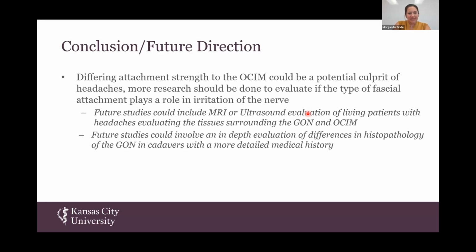A future direction for this study: future studies could include MRI or ultrasound evaluation of living patients with headaches to evaluate the tissues surrounding the nerve and the muscle. They could also involve an in-depth evaluation of differences in histopathology of the greater occipital nerve in cadavers. And it would be really great if there could be a more detailed medical history so we could see if these cadavers actually had headaches when they were alive. Differing attachment strengths to this muscle could be a potential culprit of these headaches. I think it'd be really interesting if more research was done to evaluate this type of fascial attachment, because like I said, there wasn't a lot of research out there.